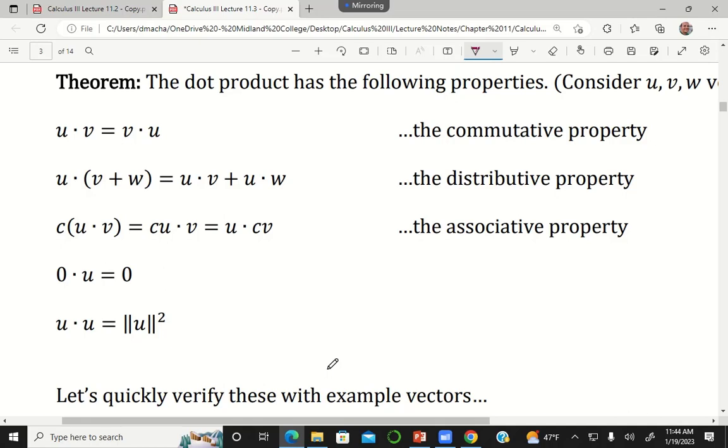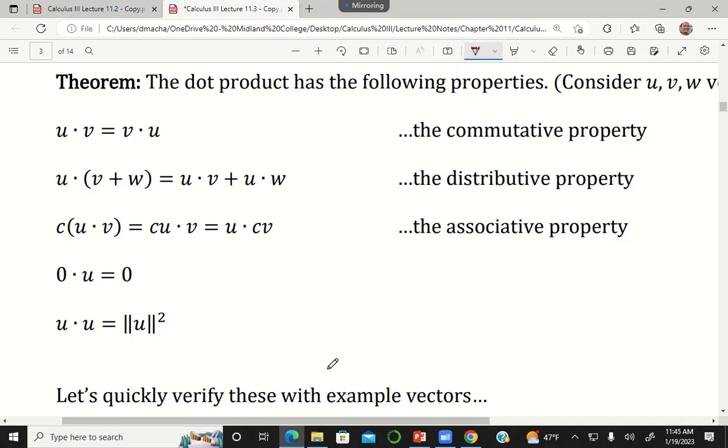By the way, whenever it's talking about the associative property, that c is just a scalar, right? So if you want to multiply by 2, c is a scalar there. And where it says 0 dot u equals 0, that 0 means the 0 vector. So whatever the dimension of u is, just that many zeros in the list. Obviously, multiplying every entry by 0 and then adding them up is going to be 0.